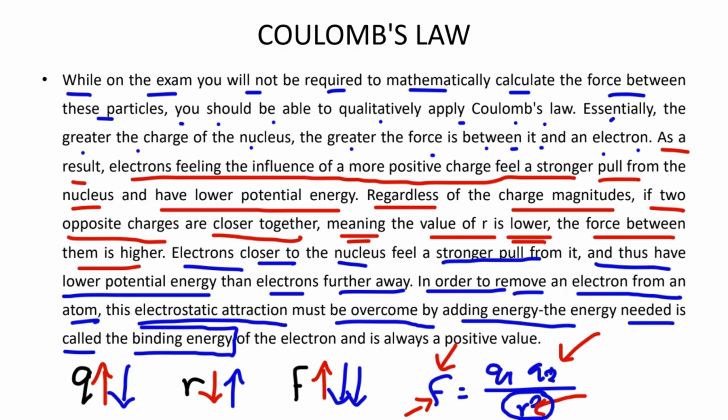This is a very important topic that we are going to study later, and it is always a positive value. So the binding energy of an electron is always a positive value because we always need to give the atom energy in order to release that electron.